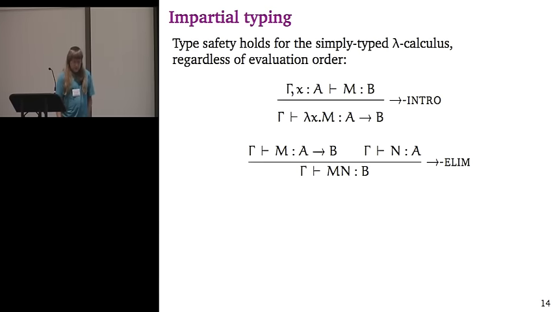Interesting thing about lambda calculus is that type safety holds no matter which evaluation order you have, because you can reduce anywhere. You still have subject reduction. So maybe we can just replace the arrow with the arrow that has the epsilon evaluation order on it, and we'll get something reasonable.